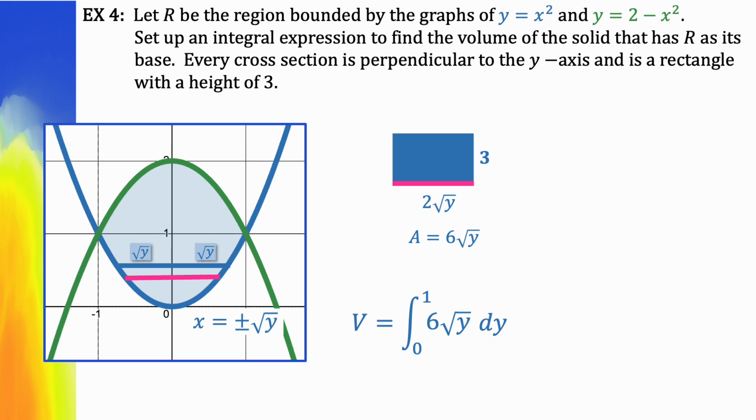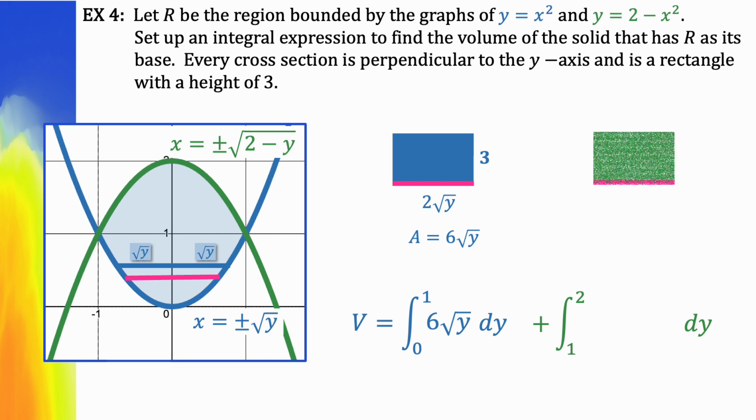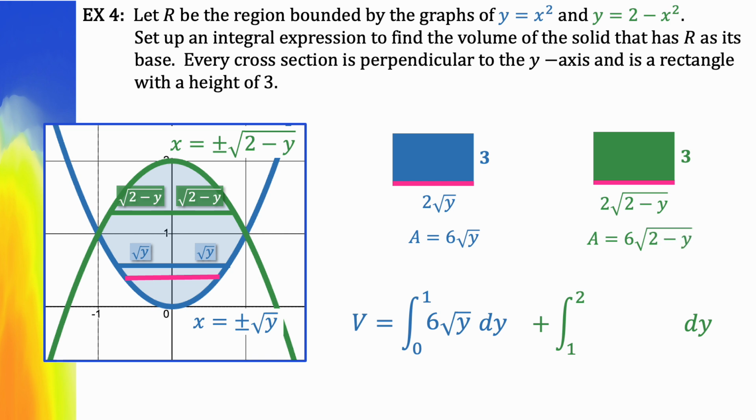And now working on the top half, we're going to go from y equals 1 to y equals 2. If we solve for x, you get plus or minus the square root of 2 minus y. We're still working with rectangles. And so the bottom of that one is going to be 2 times the square root of 2 minus y. And the height is still 3. So the area of that one is 6 times the square root of 2 minus y, and then pop that into the second integral. And there is our integral expression for the volume of that thing. That'd be interesting to see in 3 dimensions.